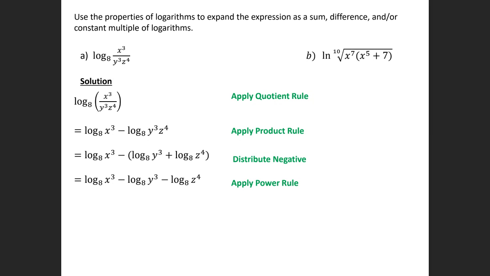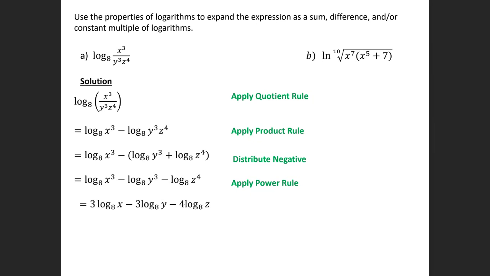Now let's go ahead and apply my power rule. This means that this exponent of 3 gets multiplied to the log of base 8 of x. The exponent of 3 gets multiplied to the log of base 8 of y, and the exponent of 4 gets multiplied to the log of base 8 of z. So my final answer is this. Again, I went from one single log to multiple logs with all exponents of 1. That's what that means, the constant multiples.